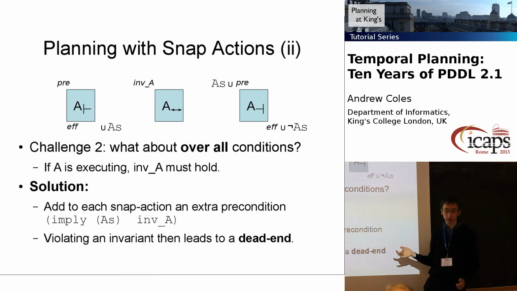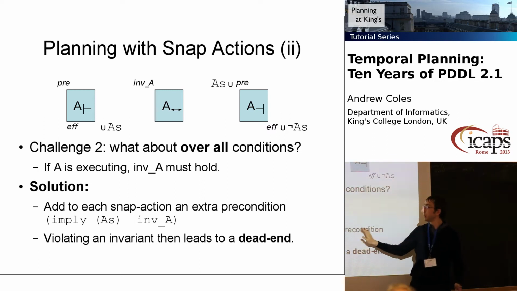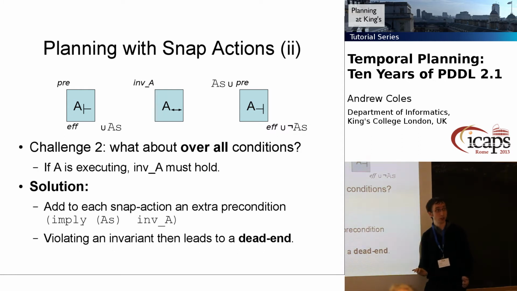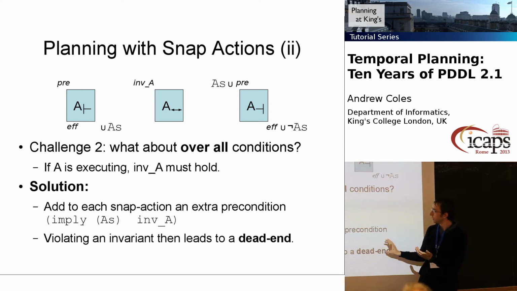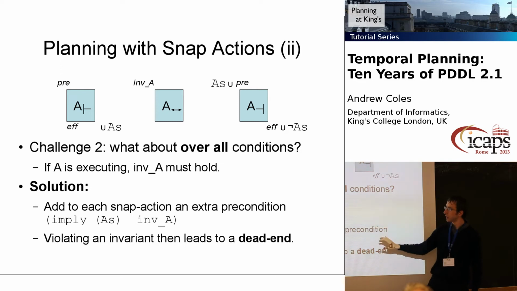And the reason it's a dead end is, well, we can't apply any actions because they all have this extra precondition, and we have this requirement from the previous slide that in a goal state all actions are finished executing. So you definitely have loops running, so you can't finish there, but you definitely can't apply anything because we've put these extra preconditions.